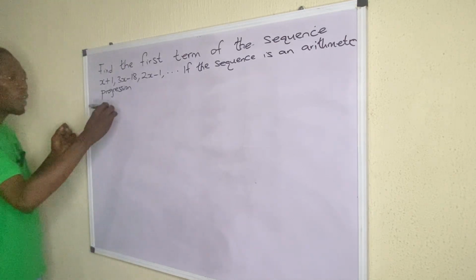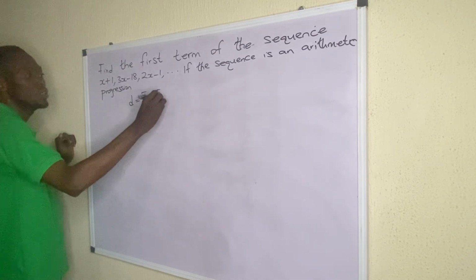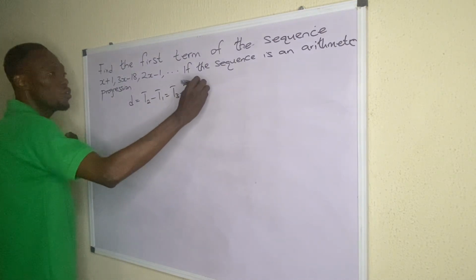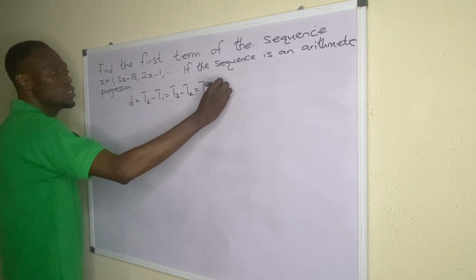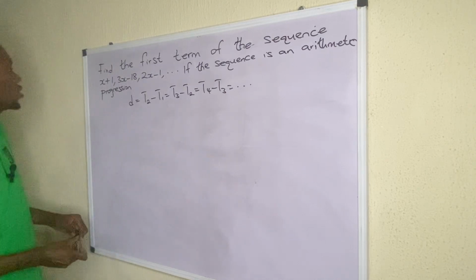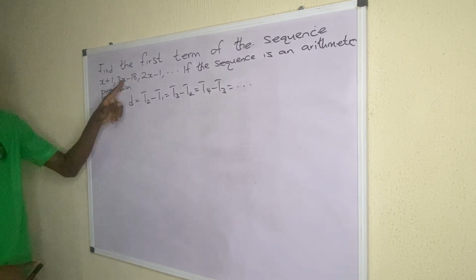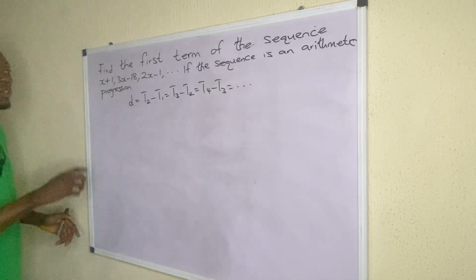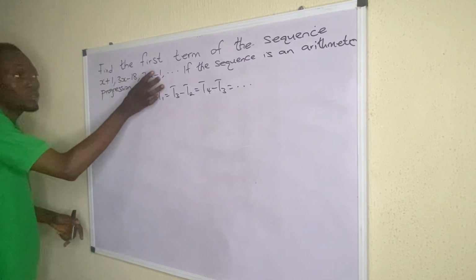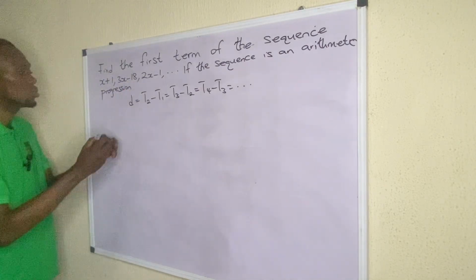That means our common difference d is equal to t2 minus t1, which is equal to t3 minus t2, which is equal to t4 minus t3, and so on and so forth, right? So with this, it means that if this is the first term, this is the second term, and this is the third term, then the second term minus the first term will be equal to the third term minus the second term if it is an arithmetic progression. So now let's solve that.